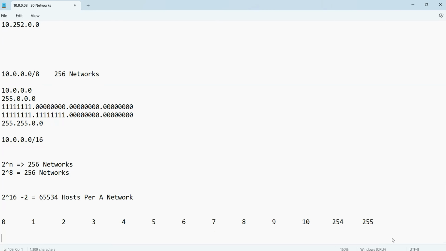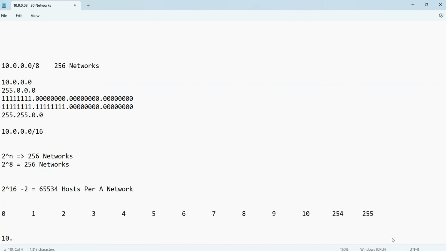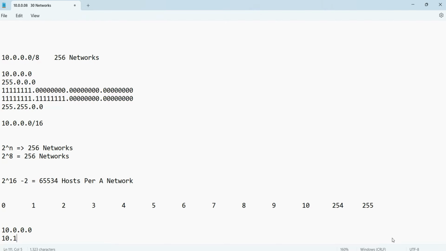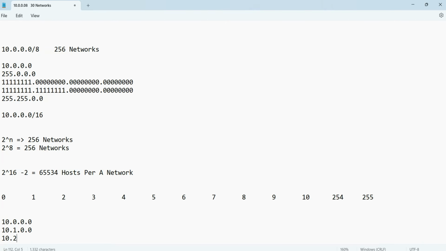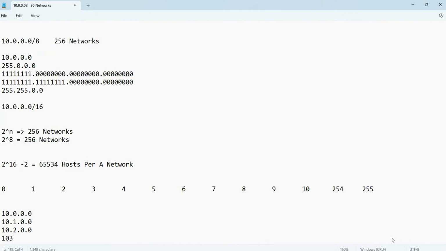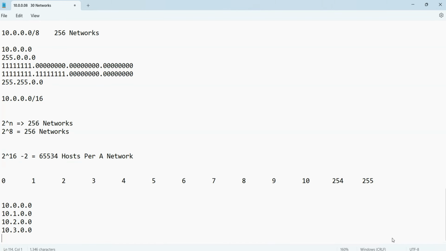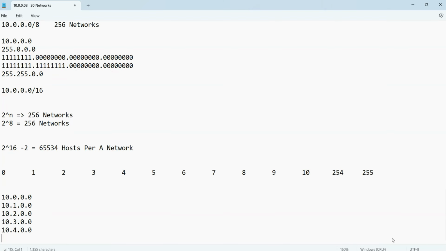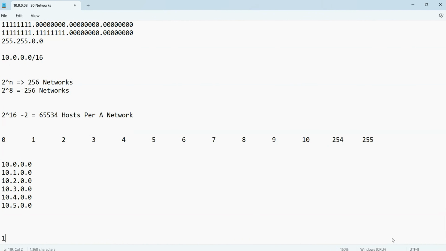So watch this. For example, I'm jumping by one. So it's a 10 dot what? The second octet is being manipulated. So 10.0.0.0 is my first network. 10.1.0.0 is my next network. 10.2.0.0 is my third network. 10.3.0.0, then 10.4.0.0, then 10.5.0.0. See that? Until what?